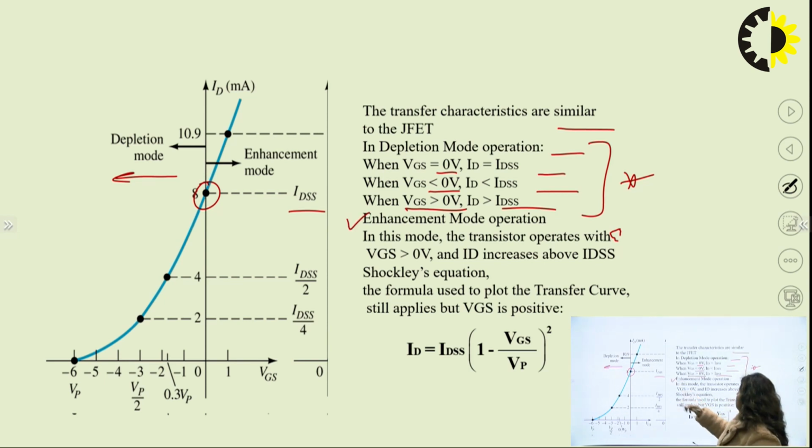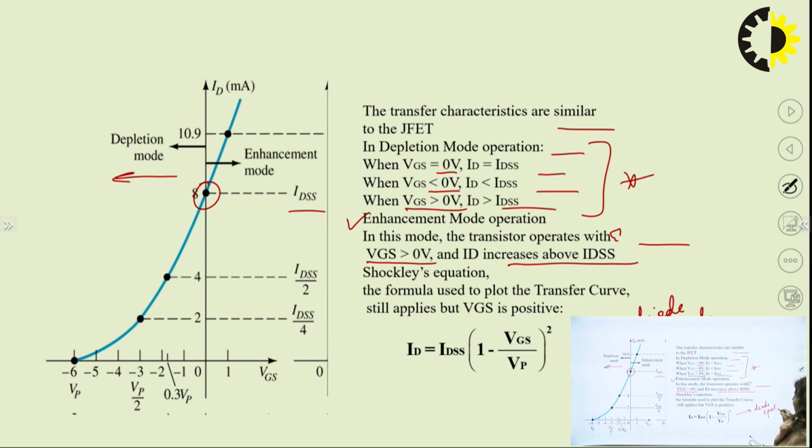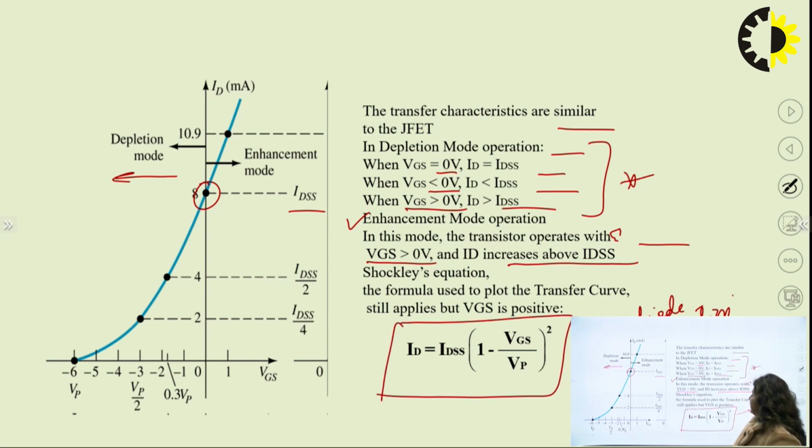So enhancement mode operation, in this mode the transistor operates with VGS greater than 0 volt and ID increases with a Shockley equation, which is your diode equation. According to that, because you are applying VGS greater than 0 volt, obviously the ID is increased, or ID is greater than IDSS. So this is the expression through which we can find out the value of ID.